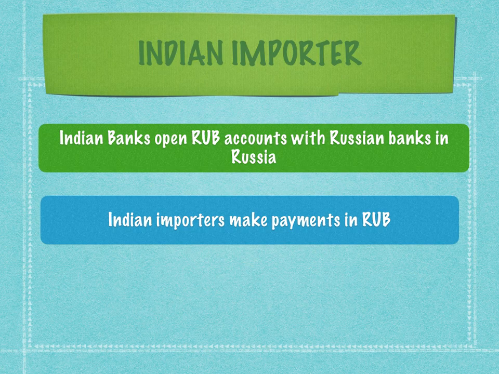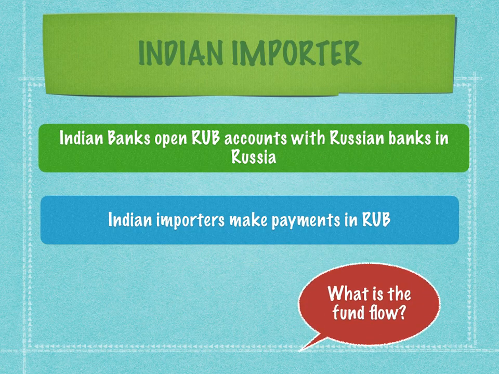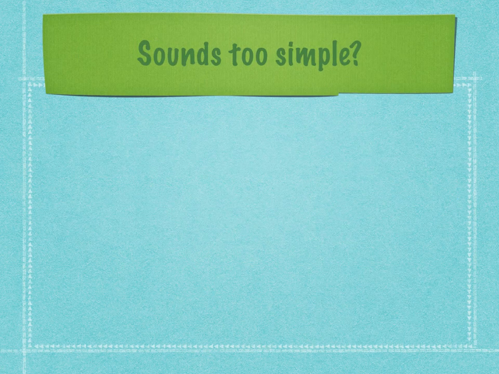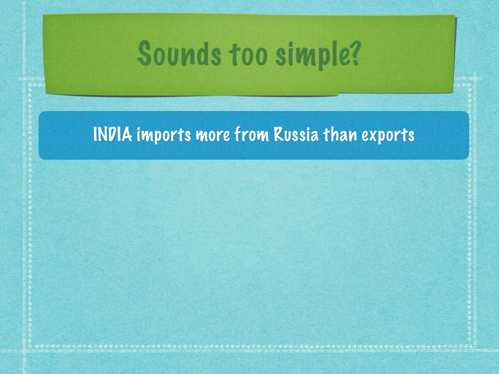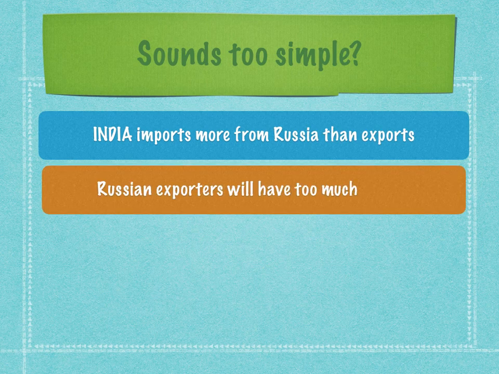So today is almost 3 months since the economic sanctions and banking sanctions have been imposed on Russia. But yet, payments are not yet been routed through this mechanism. This is because of the following challenges that we are going to look at right now. If this sounds too simple, remember that India imports more from Russia than it exports into Russia. That means the Russian exporters will have too much rupees. And what will they do with the rupees? They can't buy gold, they can't buy USD because it's not allowed to be traded.